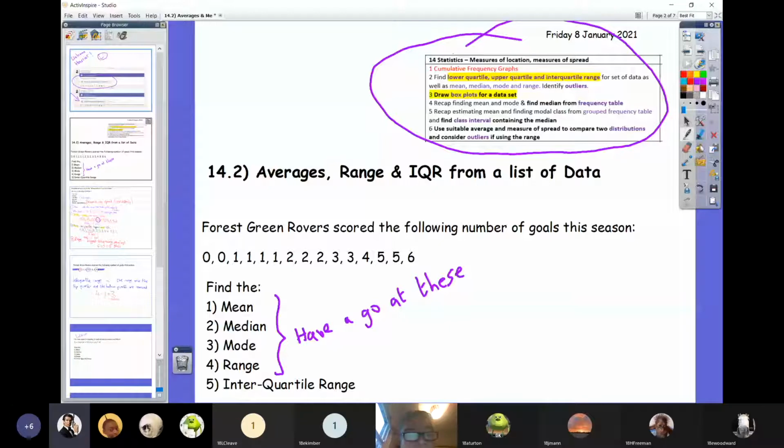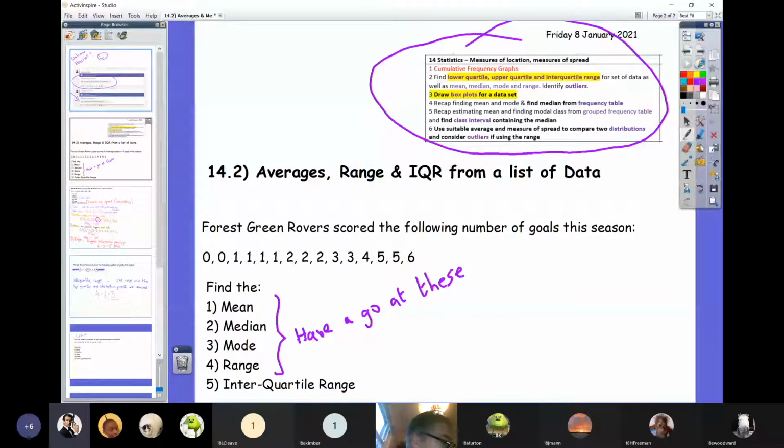Just to remind you, the mean is the one you get when you add them together and divide by the number of numbers. The median is the middle one once they're in order, and they're in order already. The mode is the number that crops up most frequently, and the range is the biggest number of goals take away the smallest number of goals.